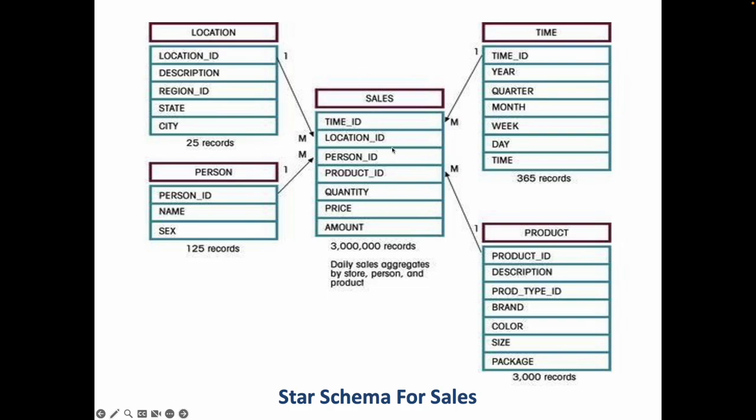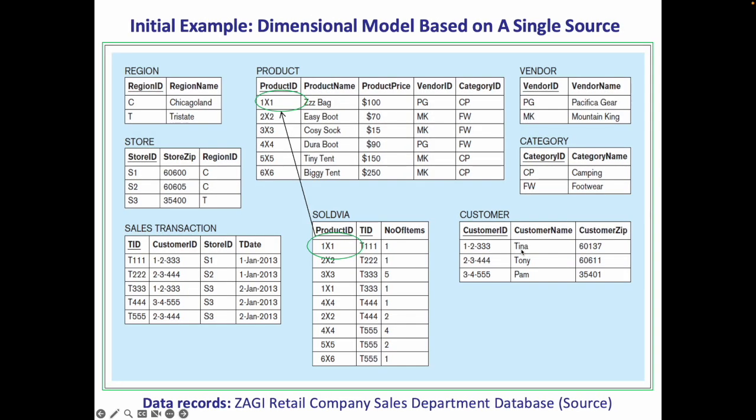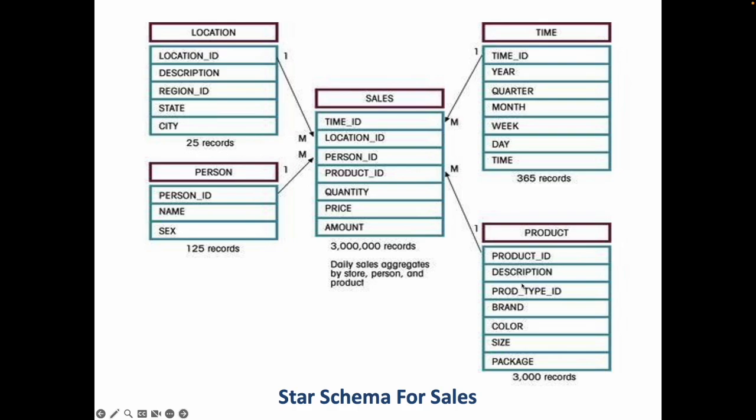The relationship between fact and dimension is many-to-one, which means, for example, each of these sales records that you have in your fact table is related to one location, one person, one time, one product, right? For example, the relationship between sales and product is many-to-one because each of these sales records belongs to a single product, okay? But a single product can appear in multiple sales, right? So that's why it's many-to-one.